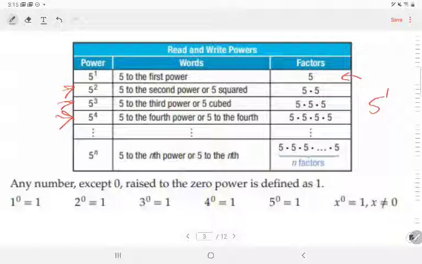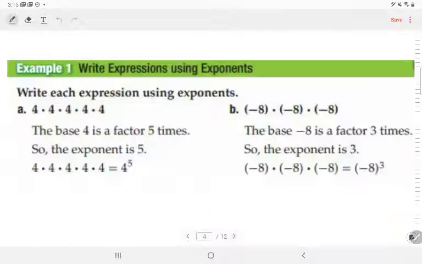So you could see, for example, 2 to the 0 power is 1. 5 to the 0 power is 1. It even works with variables, okay? X to the 0 power is 1, as long as x is not 0.